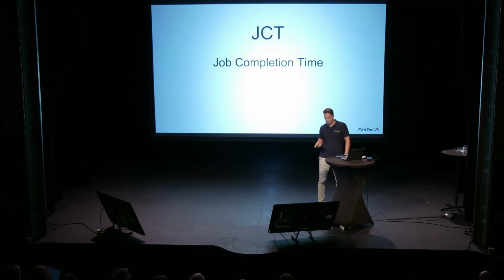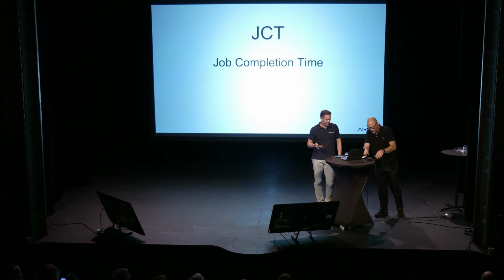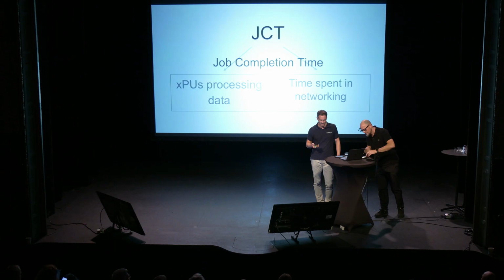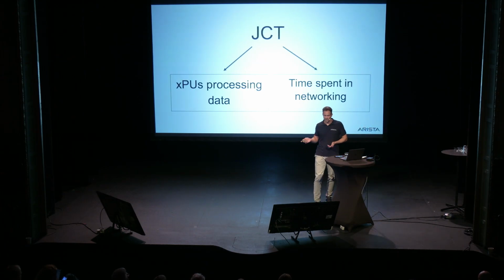Somewhat simplified, that job completion time consists of first the GPUs crunching data, doing the actual job, and then the GPUs sharing the results among themselves over the network, which is called the time spent in networking. And we've seen bad network designs where this time spent in networking could easily be up to 50% of the total job completion time, and that is really not getting good value for money for the very, very expensive GPUs.